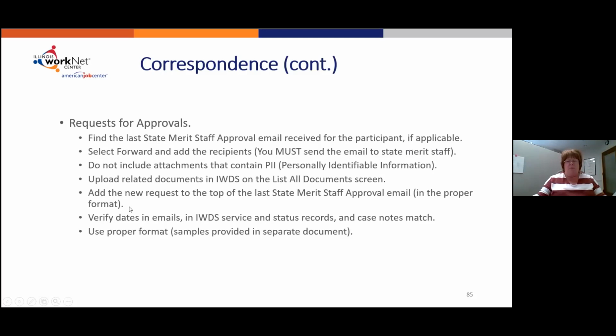And we've provided formats before of how you will request things. We will provide formats at future trainings. Verify dates in your emails, IWDS service and status records, and case notes match. And please use the proper formats that we will provide in a document at a later training. This helps us look through that and know what we're looking at and know exactly what we're approving. And it will just lessen the time that it will take for our review.